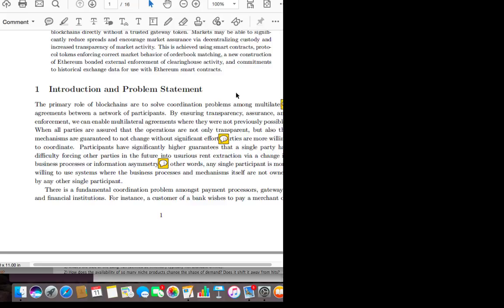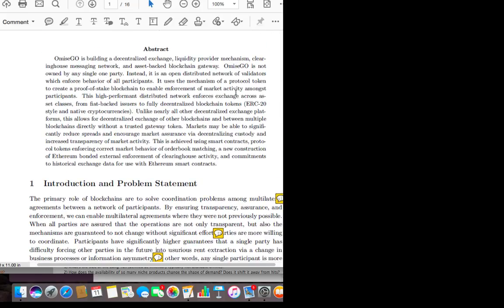But you can see here, obviously, the abstract: Omisego building the decentralized exchange. You guys will hear the term DEX. That's just short for decentralized exchange for those that didn't know. Liquidity provider mechanism, clearinghouse, messaging network, and asset-backed blockchain gateway. So we're going to go over each of those terms.